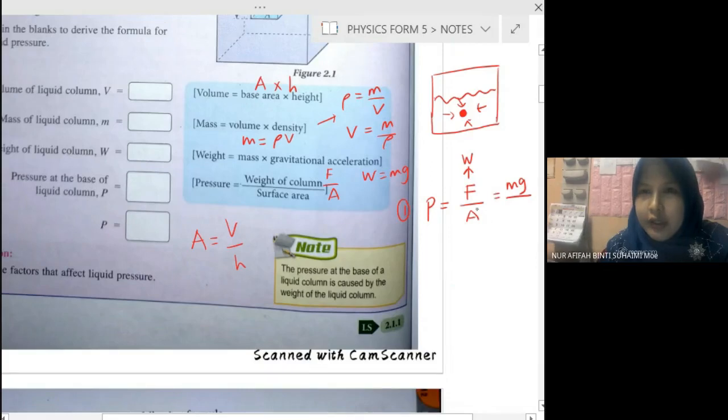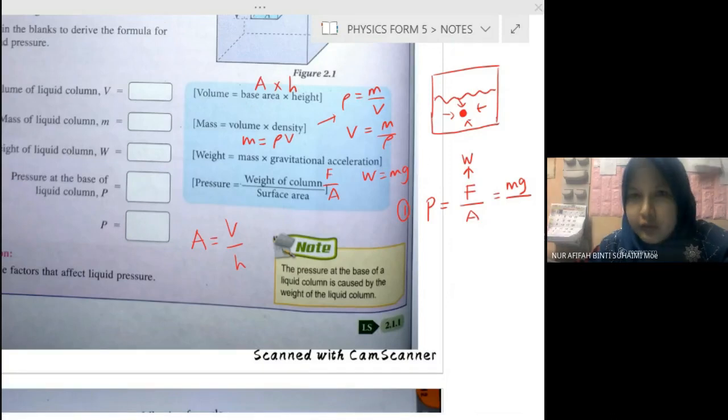A equal to V over H. Siapa nak masuk ni? Kevin. Okay, lagi siapa lagi? Kat sini 20 orang, 20 orang termasuk yang another class.